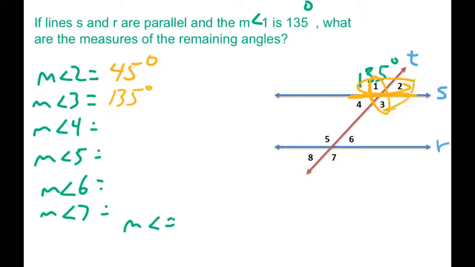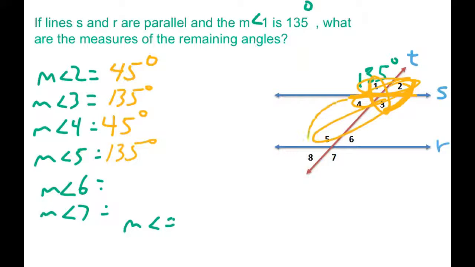Or I could have looked at these two as supplementary. 4 and 2 are vertical, and 2 was 45, so 4 must be 45. Angle 5, once again, a bunch of different ways. 3 and 5 are alternate interior. Alternate interior angles are congruent, so 3 is 135, 5 is 135.